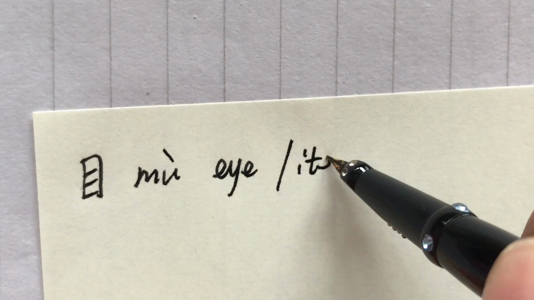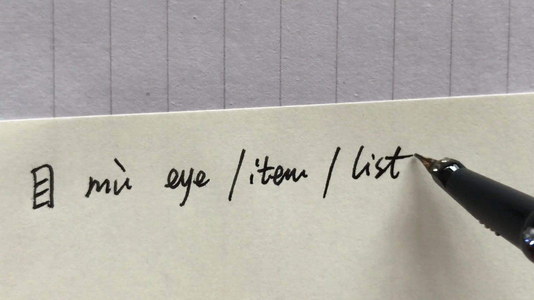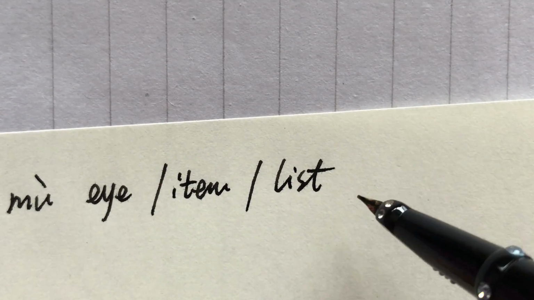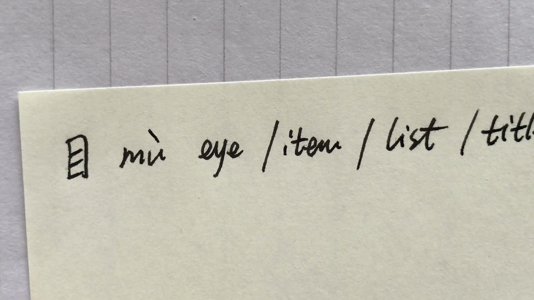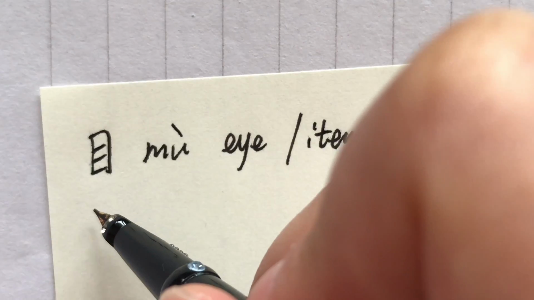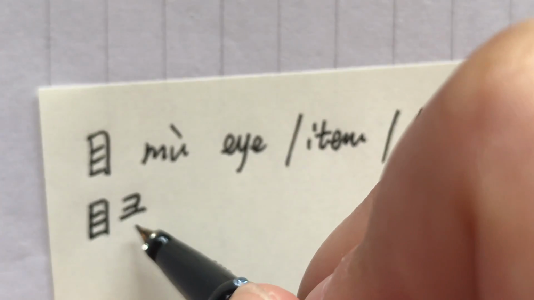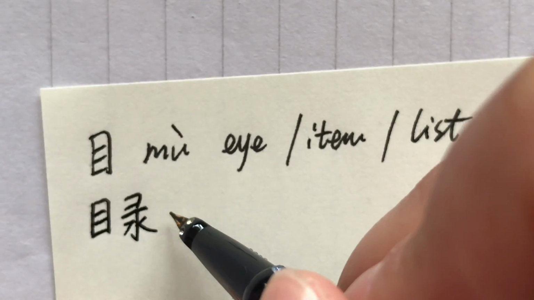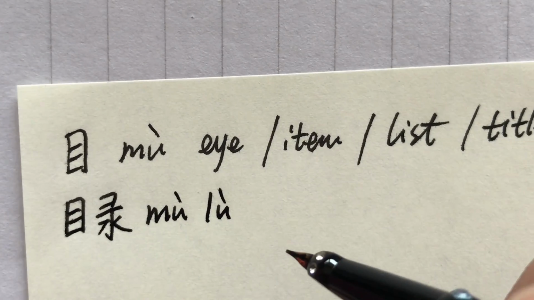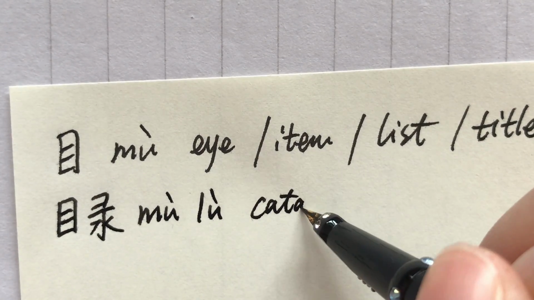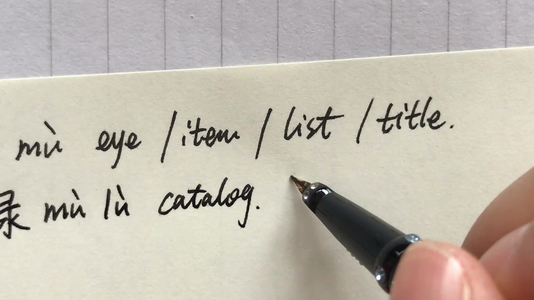Item, list, title. For example, 目录 catalogue, table of contents.